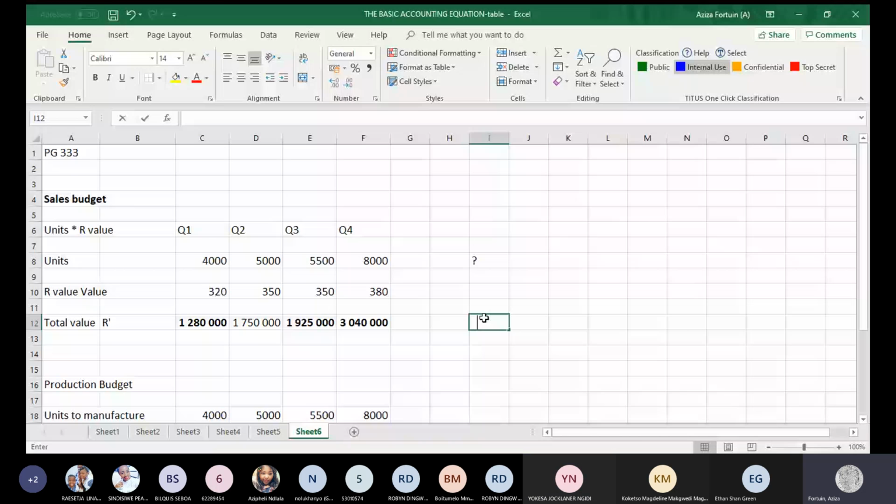Okay. So let's just do that. And it was for September, October, November, and December. Okay. So the budget selling price is 250. Right. So let's leave it at 250 for, yes.